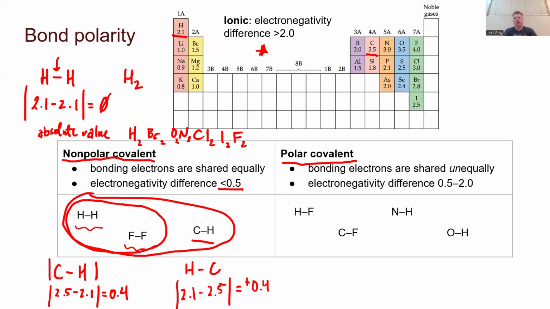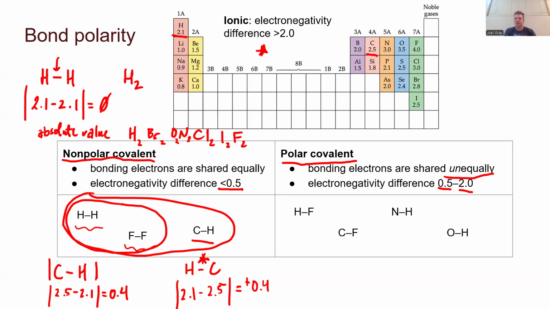Then, if we go on from there, other types of bonds we classify as polar covalent. So a polar covalent bond is where bonding electrons are shared unequally. Okay, now let's look back. H and C, well, those are unequal, but their difference is a very small difference. So that's an insignificant difference. Our polar covalent bonds are where electrons are shared unequally when our electronegativity difference ranges from 0.5 to 2.0.